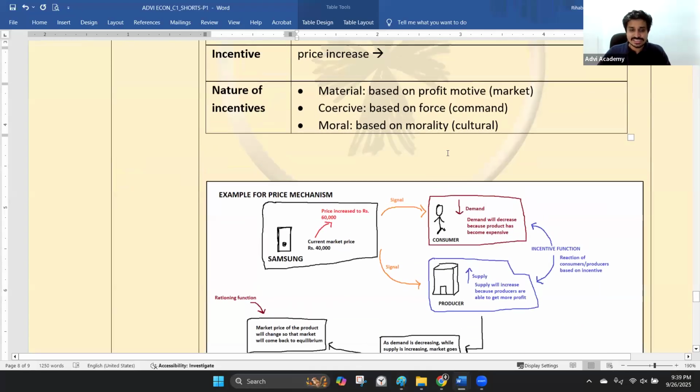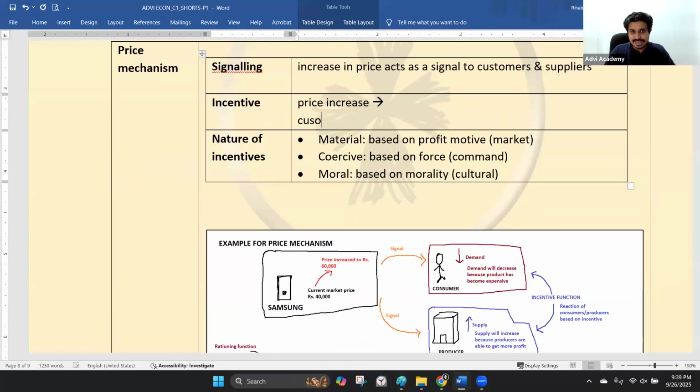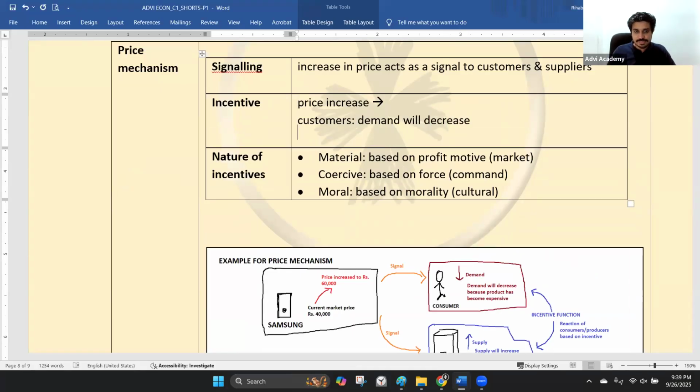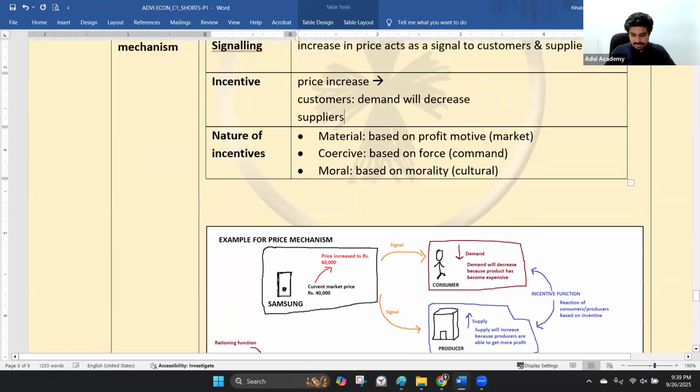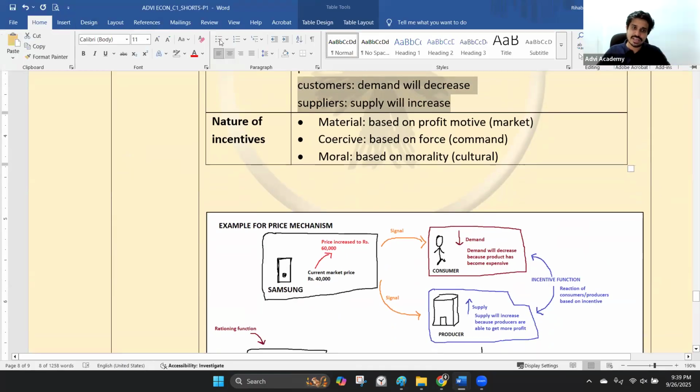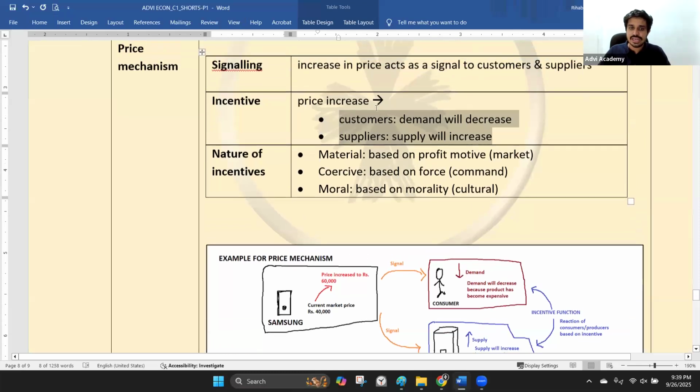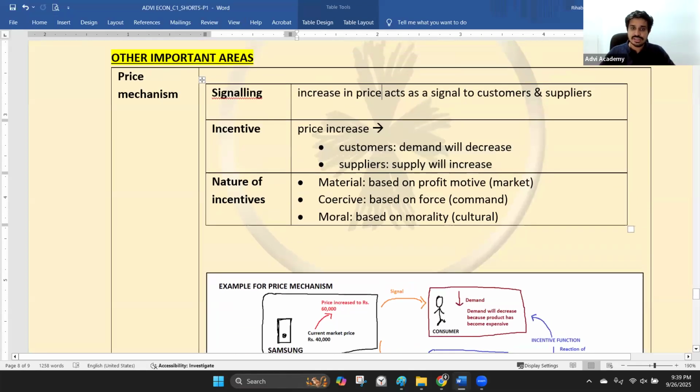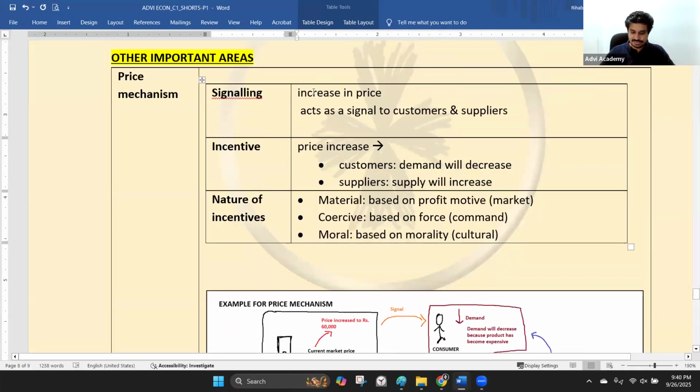So when the price increases, right? So price increases, how do customers react? From the customer side, demand will decrease. Whereas from the supplier side, they will actually increase the supply. Supply will increase. This is what we call the incentive function. And price decrease is the other way around. Okay. So incentive function, so here what is the signal? Here the increase in price is the signal. Then what is the incentive? After the signal comes. So this is the signal.